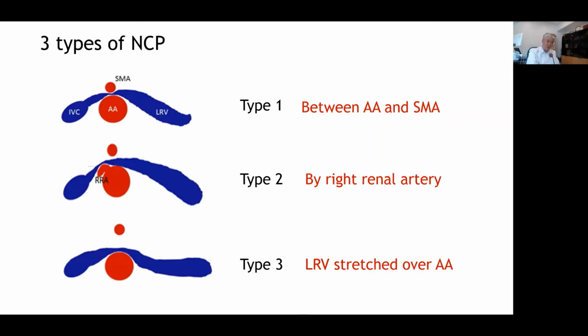As I mentioned in the Doppler ultrasound talk, there are 3 types of Nutcracker phenomenon. Type 1, compression of the left renal vein between the aorta and superior mesenteric artery. Type 2, compression of the left renal vein posteriorly by the right renal artery, and type 3, the left renal vein is stretched over the abdominal aorta.